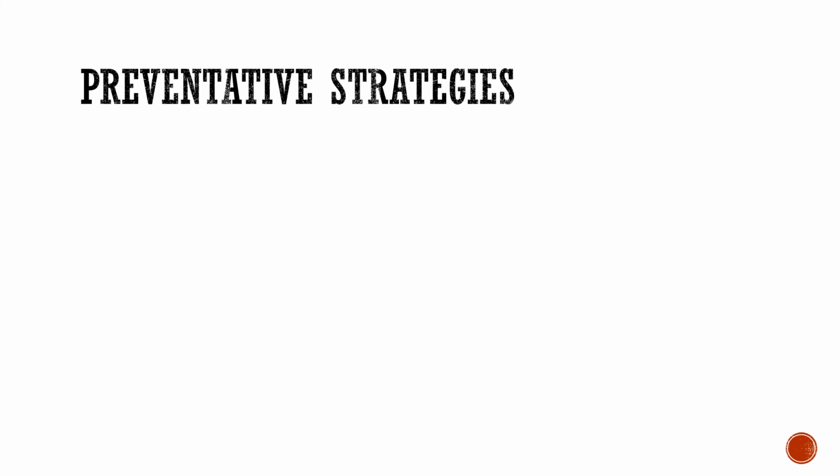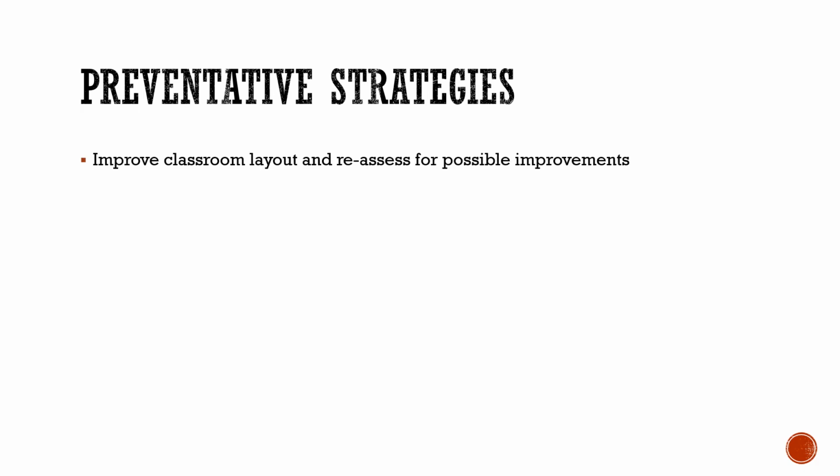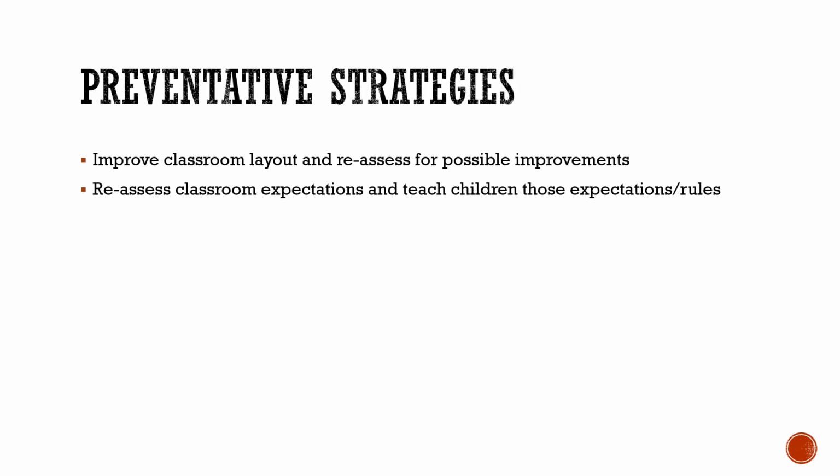So here are some things that I came up with that may have helped prevent all of this from occurring in the first place. The teacher could have improved the layout of the class, of how things are laid out. She could have reassessed for possible improvements in the activities that were available. She really does need to reassess the classroom expectations and actually teach the children the expectations and the rules.